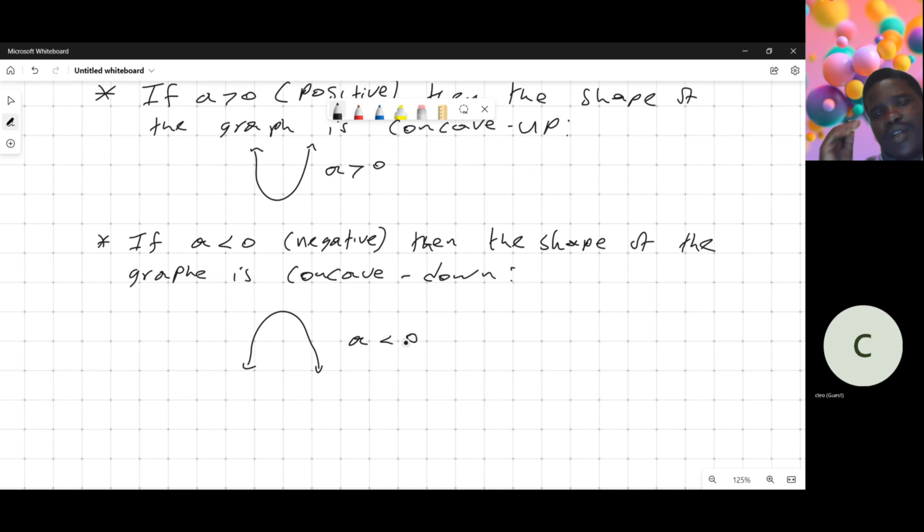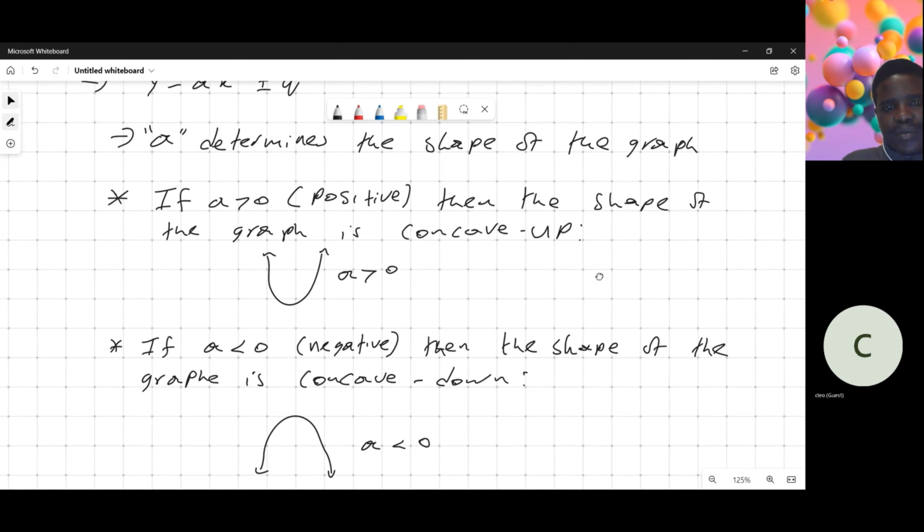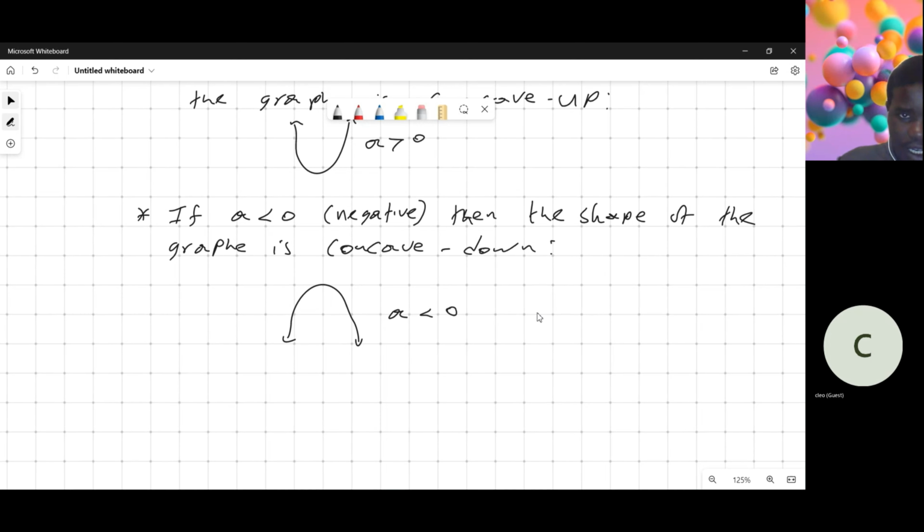a less than 0. The other thing about the value of a is that as the value of a increases, the graph gets narrower. Remember, a determines the shape of the graph. As the value of a decreases, the graph gets broader. We will illustrate this.